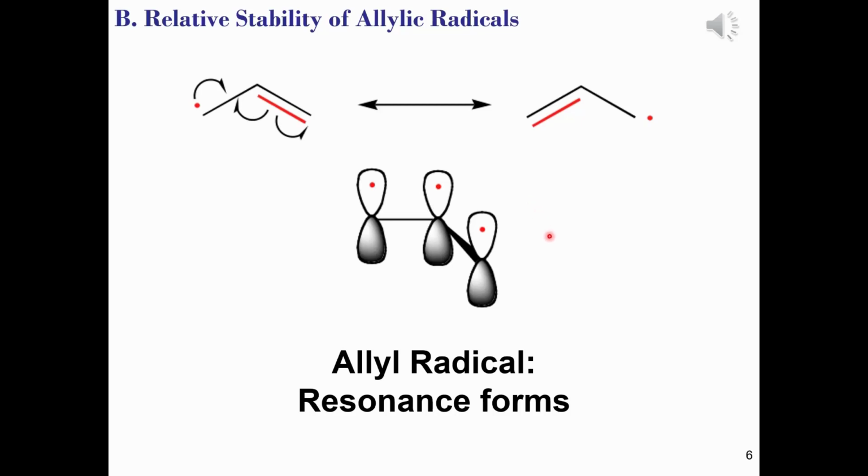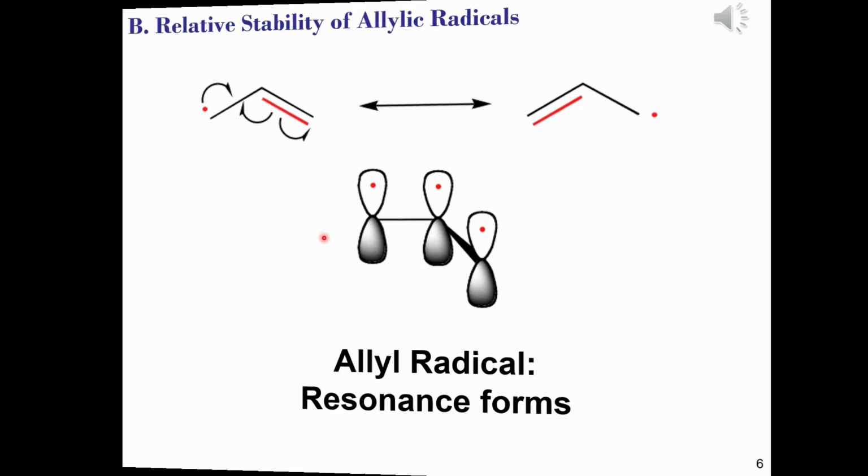Well, the electron deficient free radical can be delocalized over multiple carbons. So therefore, radicals are stabilized by resonance just like carbocations or carbanions are. Next, we're going to take a look at how this affects the reactivity in a bromination reaction.